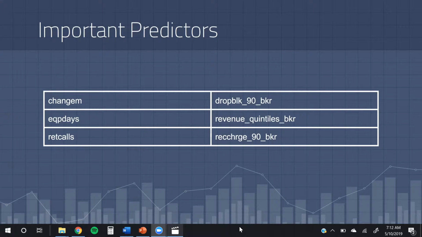For example, change in min was the percent change in minutes of use, equipped days, number of days they had their equipment, such as their phone. Ret calls is the number of calls to retention team. Drop means people in the top 10% of drop/blocked calls. Revenue quintiles is binned mean monthly minutes. And recharge which means they were in the 90th percentile of mean monthly recurring charges.